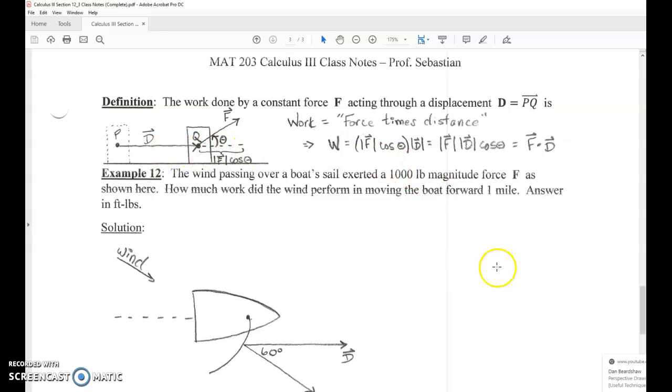And we are working with the dot product. Remember, the dot product is a scalar multiplication product. So you multiply two vectors and you end up with a scalar.